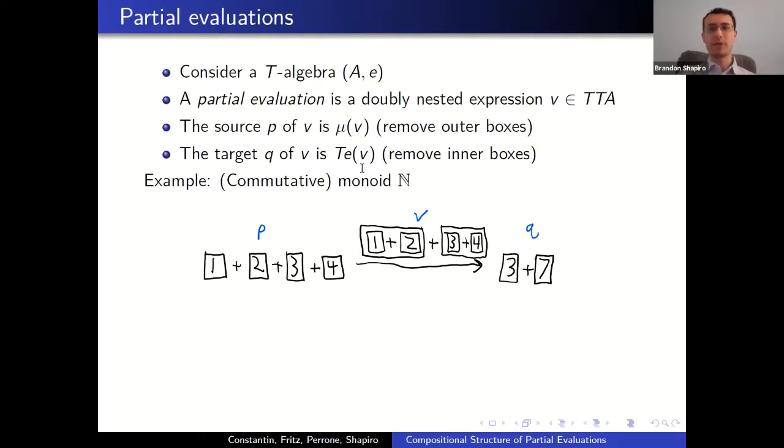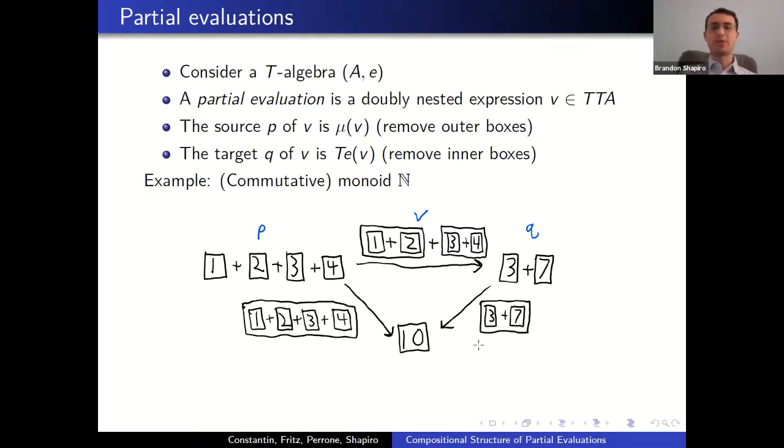So I didn't mention it before. If E removes the only boxes of a formal expression, then TE can be interpreted as we remove the boxes inside one level of, I guess, formality. So that would be the inner boxes in this doubly nested expression. So a partial evaluation has 2 levels of boxes. The source removes the outer ones. The target removes the inner ones. And this hopefully is vaguely consistent with what you expected a partial evaluation to be, at least when we're talking about sums.